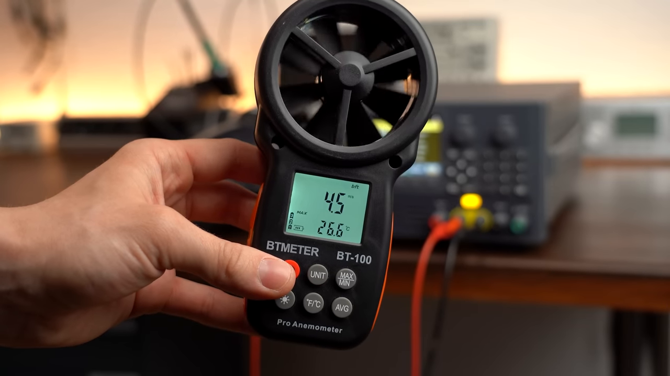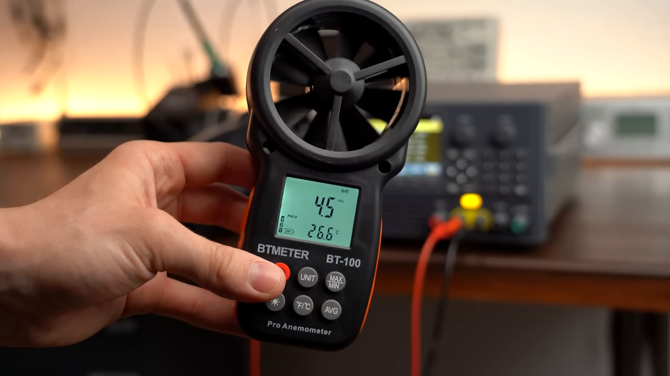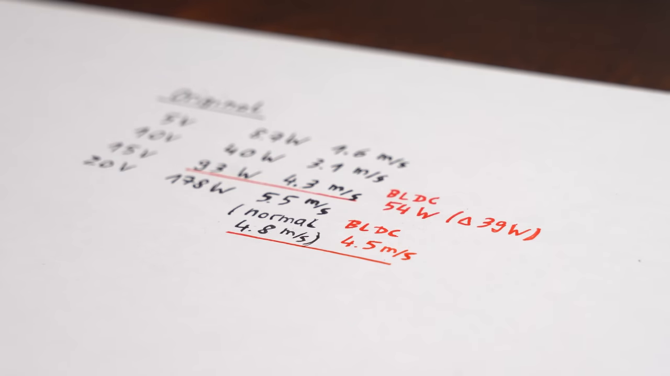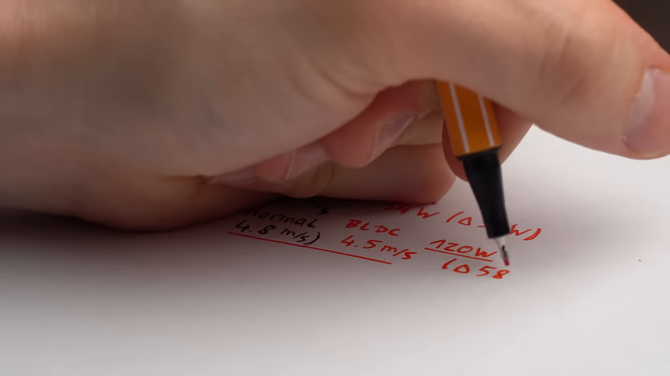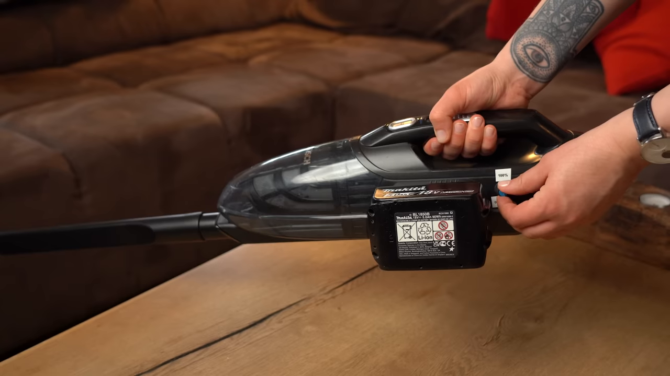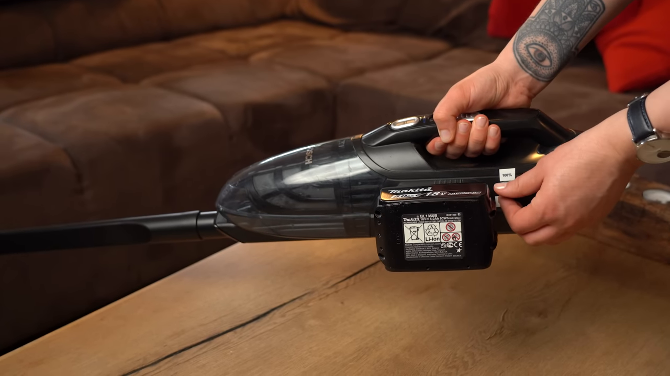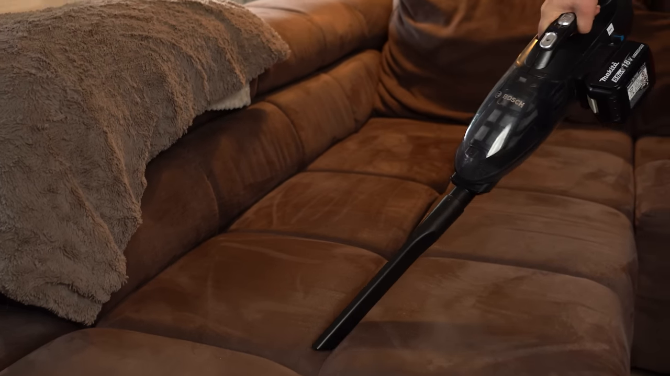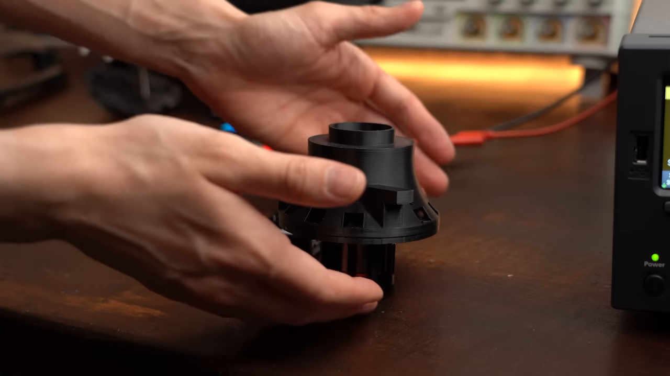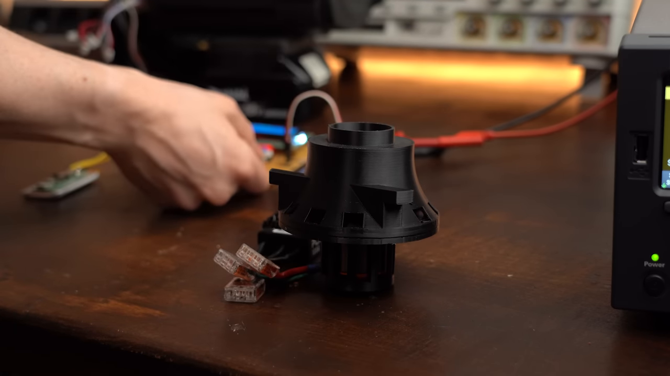With that, the vacuum reached a speed of 4.5 meter per second, which is sadly a bit less than what the original motor could do, but it also drew 60 watts less power to do that. So all in all, this is obviously not a perfect result, but for me, definitely a big success, because this was all trial and error for me, since I'm not a mechanical engineer.